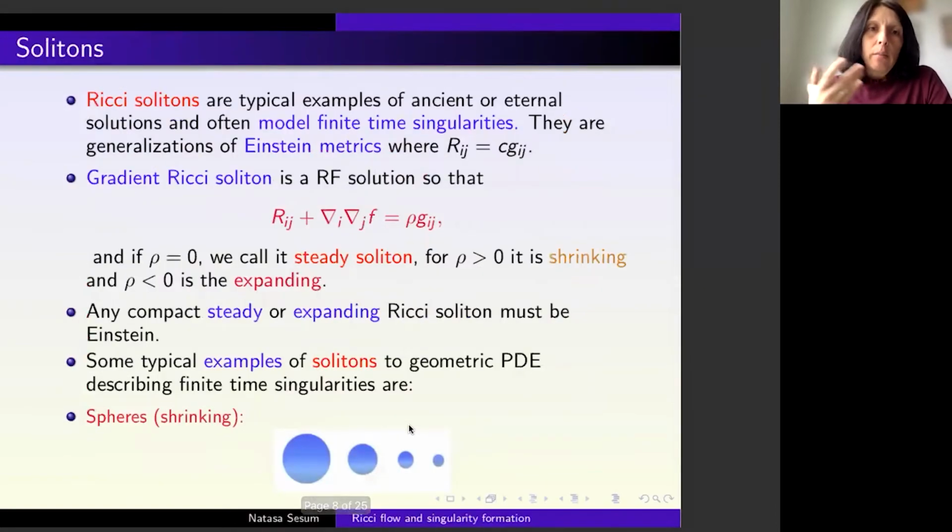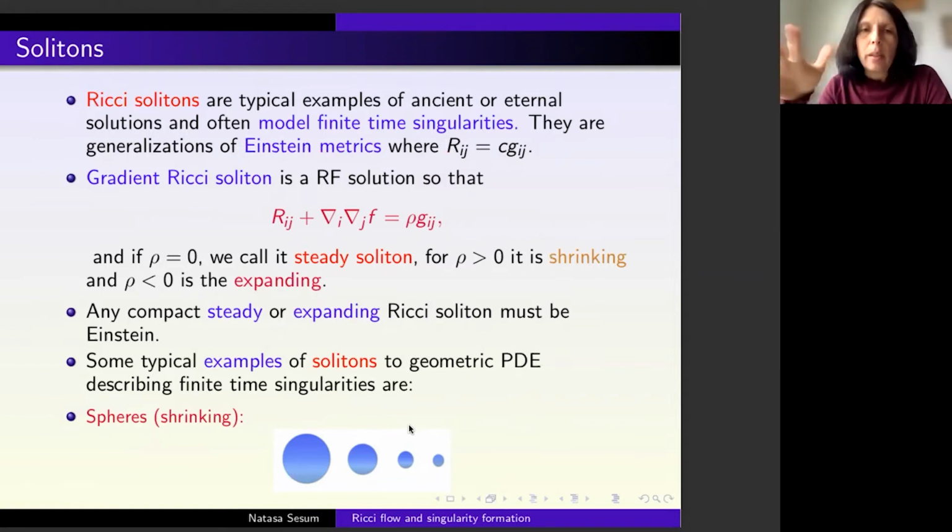Now for examples. The simplest examples of these ancient solutions are the solitons. The solitons are solutions to the Ricci flow that move along the flow by diffeomorphisms and homotheties. So if you know the solution at one time slice, you can recover it at all time slices.